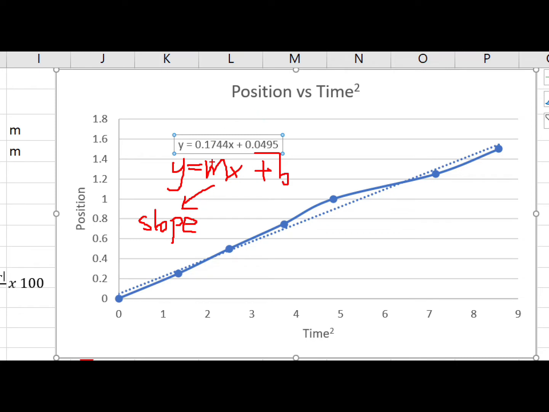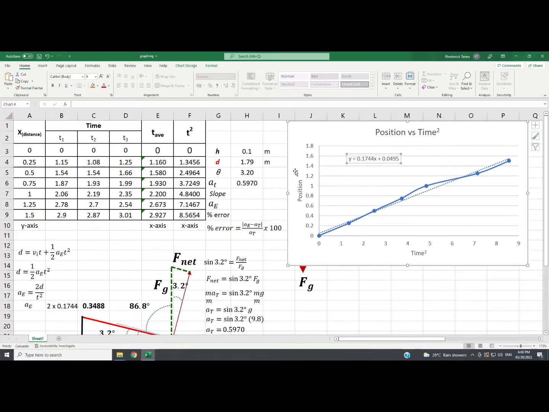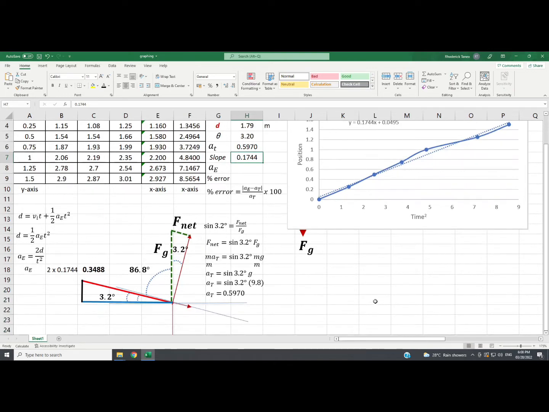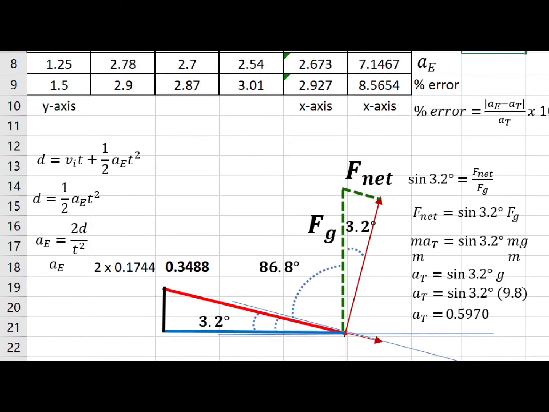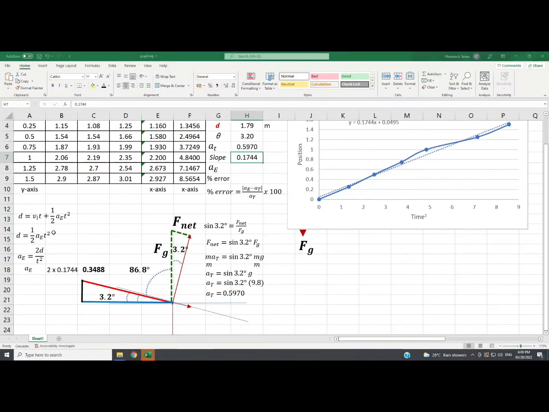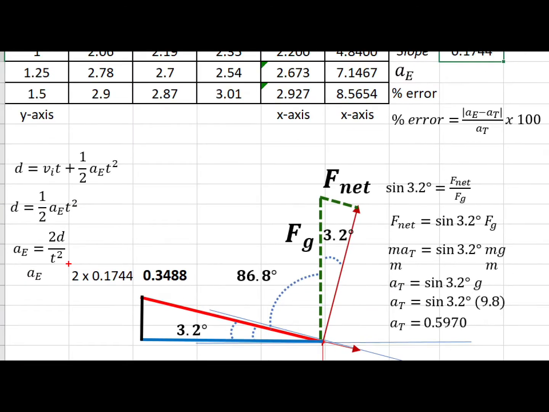And that slope right there, this one right here, the 0.1744, you place that one here on your slope. So actually I've already written that one, so that is your slope now. And then how do we compute for acceleration experimental? So your acceleration experimental, we can compute that one using this equation right here. If you remember, this one is a kinematic equation formula. I think this one is equation 2 or 3. I forgot.